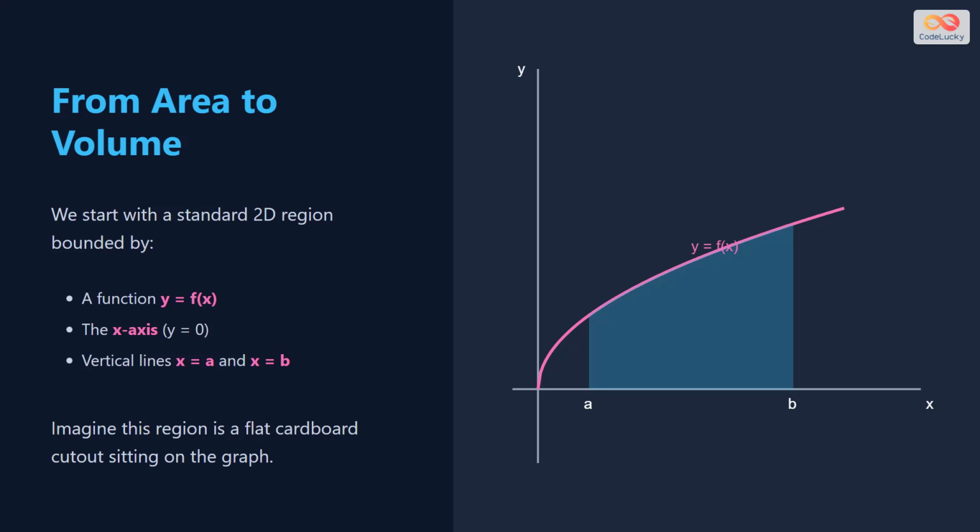Before we calculate volume, let's recall the area under a curve. We usually start with a region bounded by a function y equals f of x, the x-axis, and two vertical lines, x equals a and x equals b in 2D calculus. We calculate this area by integrating the function.